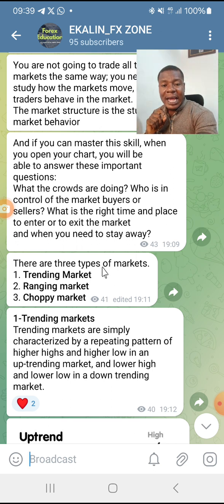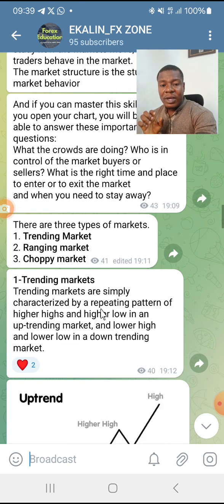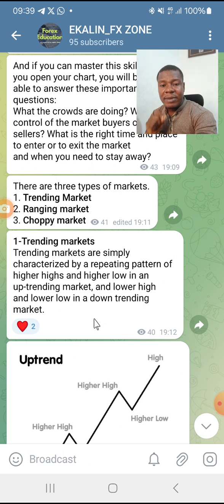There are 3 types of markets. We have the trending market, the ranging market, and the last one is the choppy market. We are going to look at each of these 3 types. This episode, part 1, is going to take care of the trending market, part 2 will take care of the ranging market, and part 3 will be on the choppy market. So let's delve into the trending market.